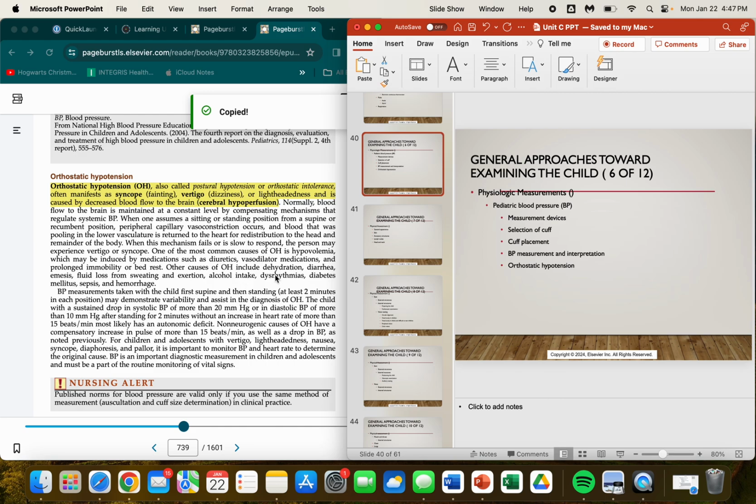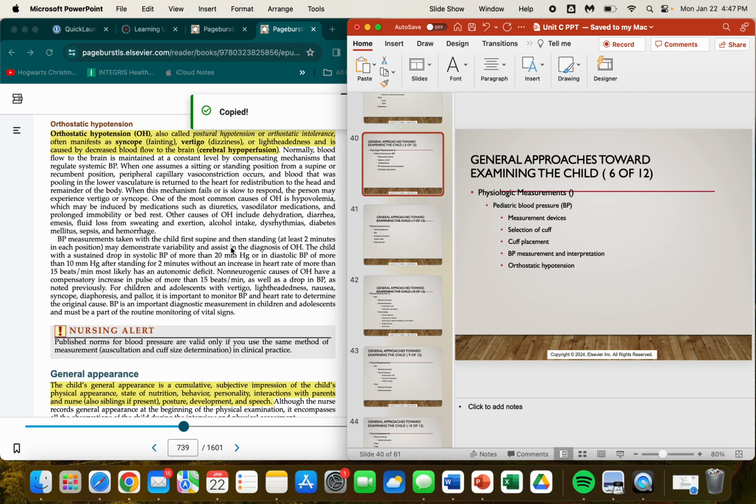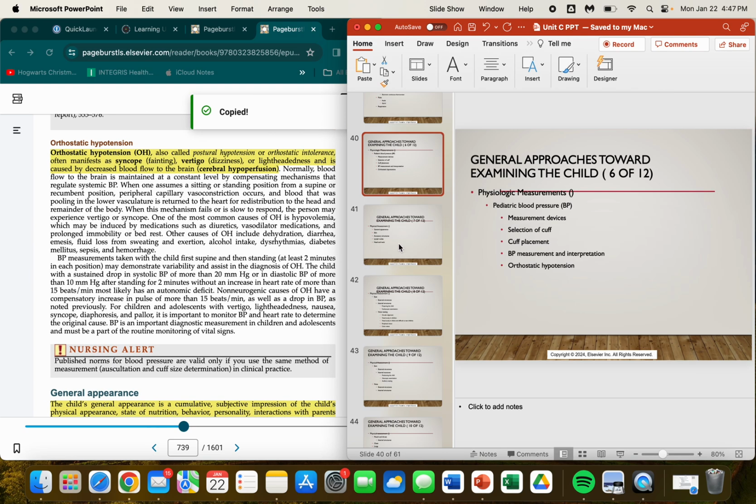This book talks a little bit about orthostatic hypotension and some issues associated with it. We've talked about orthostatic hypotension in adults. The same thing applies to kids. If there's an issue with their pressure dropping between sitting, standing, and laying, that obviously needs to be reported.